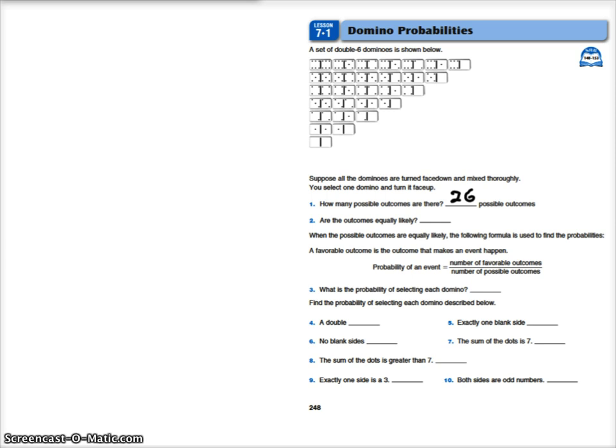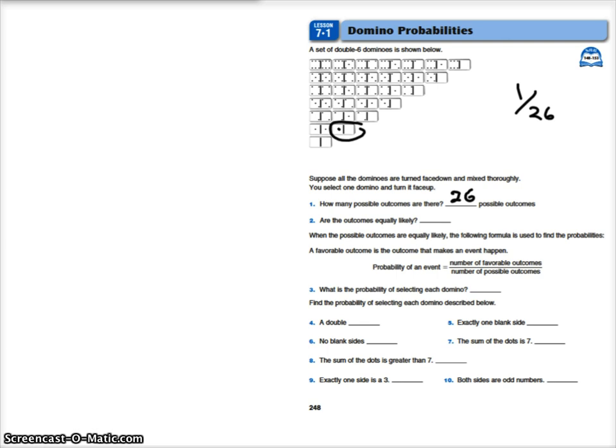Okay, so if I were to pick one out, what is the chance that I pick one domino? Or let's say the number 1. Let's say I pick this one. What's the chance? That's a 1 out of 26 because there's no other domino like it. It is unique. There's only one domino in this group that has 1 dot and blank. So I would say it would be 1 out of 26.